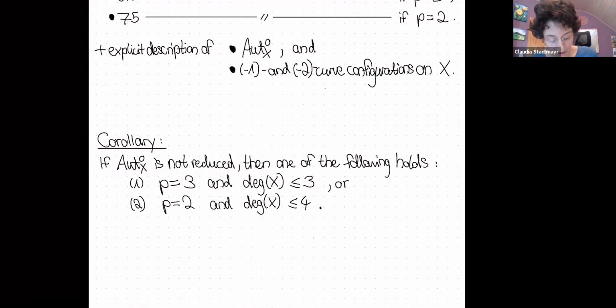Okay, so if Aut X0 is non-reduced, then we're in characteristic 3 and degree smaller or equal 3, or we're in characteristic 2 and degree smaller or equal 4. And now in the last 15 minutes of my talk, or even a few minutes more, as I promised in the beginning, I will explain to you how the proof of our classification works in an explicit example.